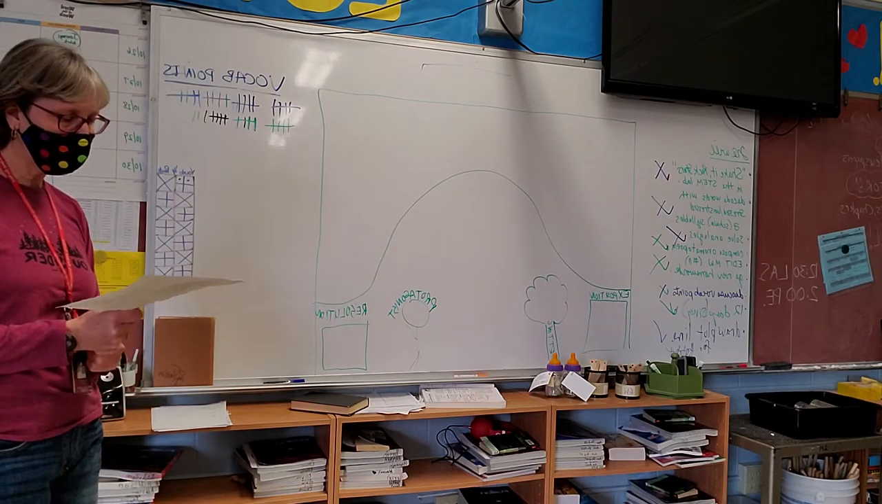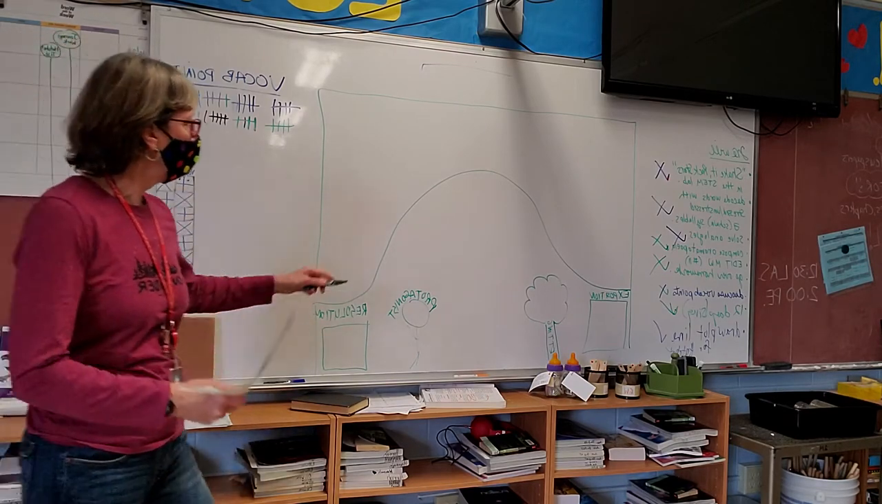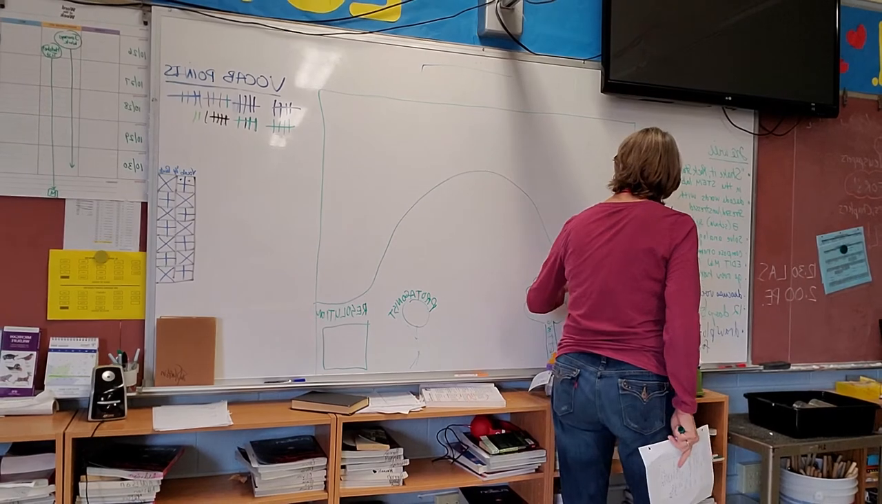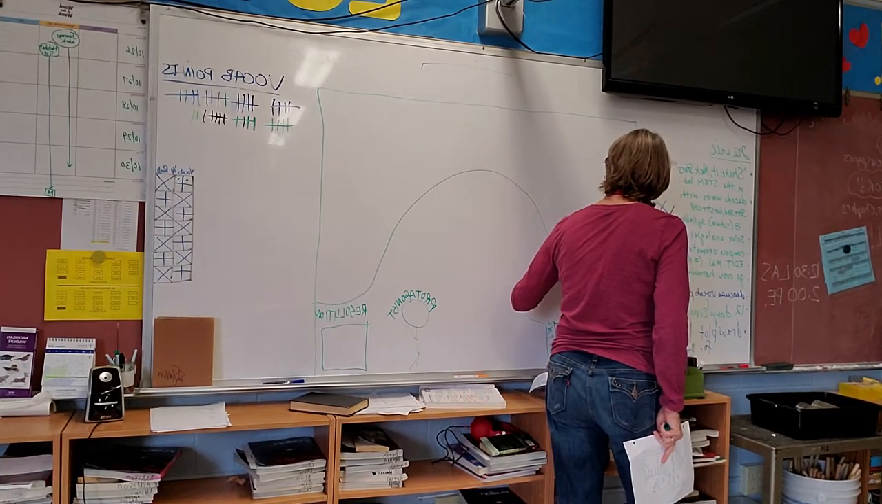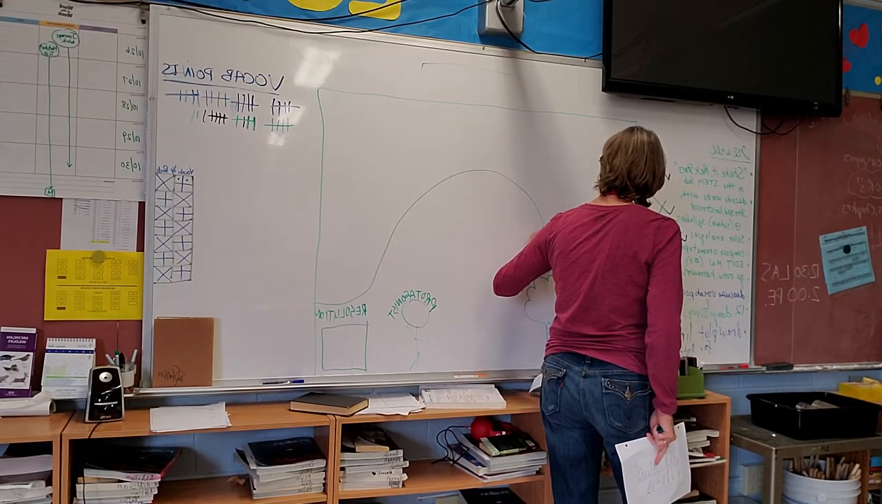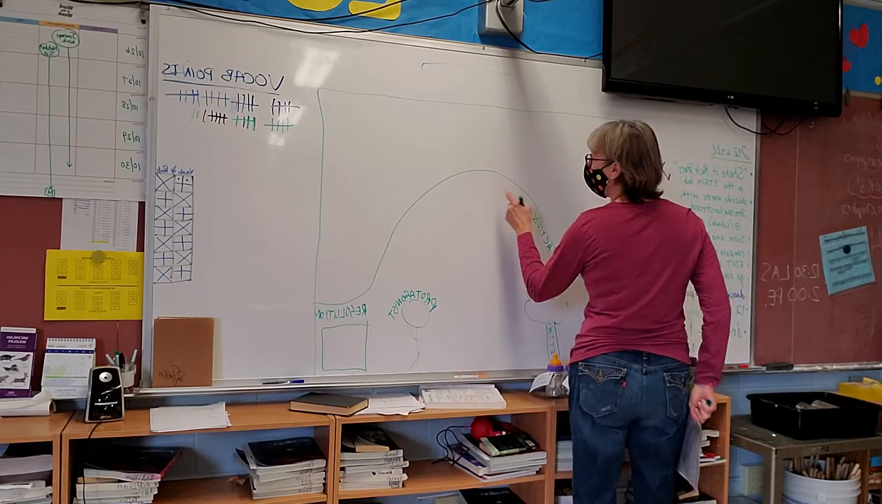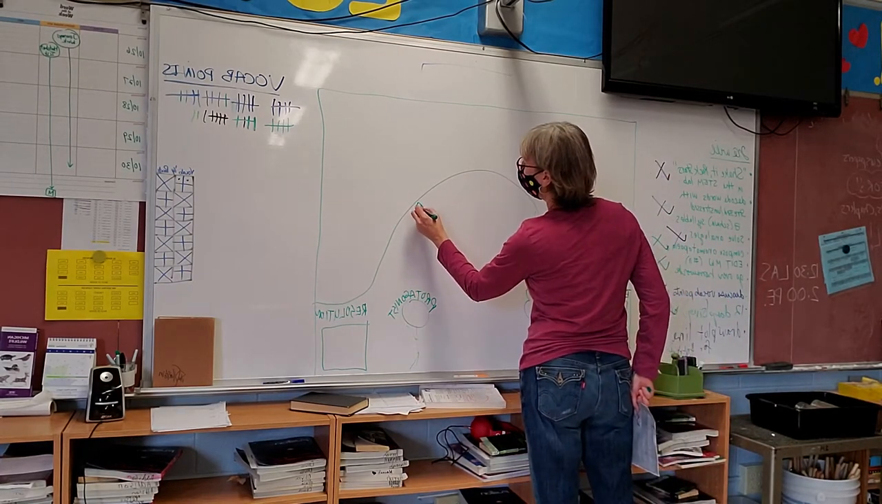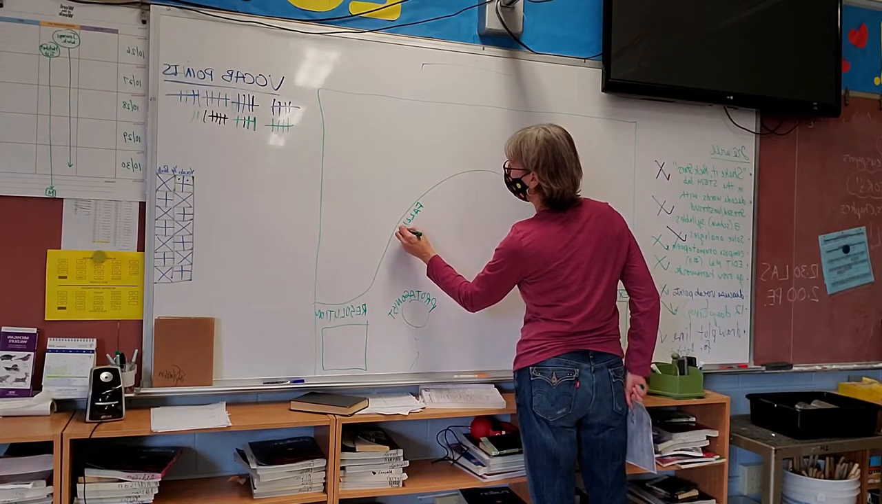Okay, the next thing I want you to do is, on the first hill, right under it, please write rising action. And then on the downslope, please write falling action. And we're going to fill all these in shortly.